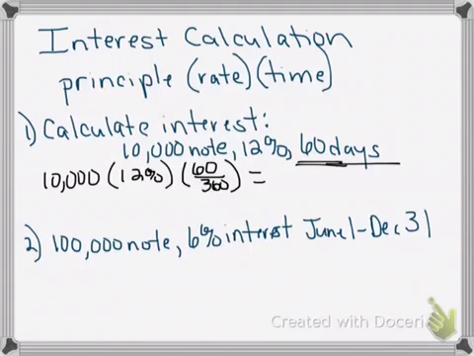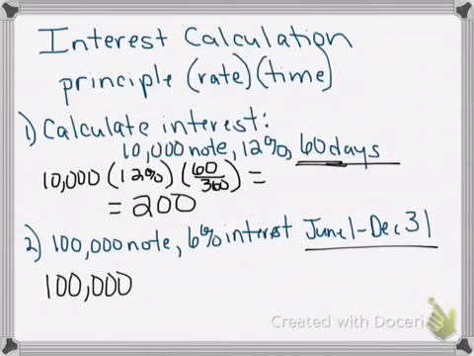360 is what we use for these purposes. And so what you would find is that we would actually have $200 in interest. The next one looks at a monthly amount because it gives us amounts in months. So with this one, we would take the principal amount, which is $100,000. The annual interest rate is 6%, and then we need to look at how many months we're looking at.